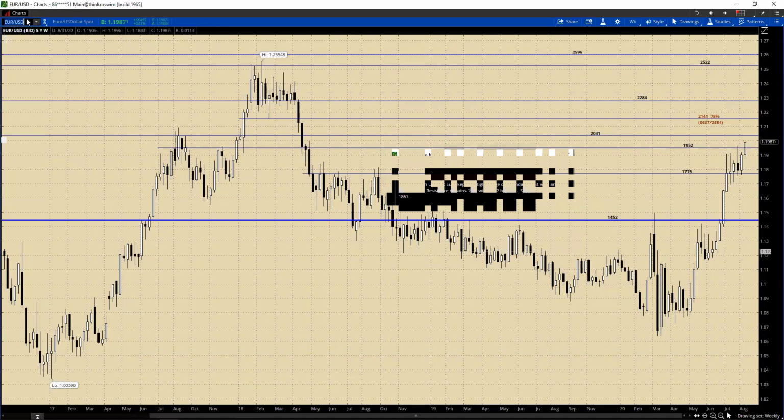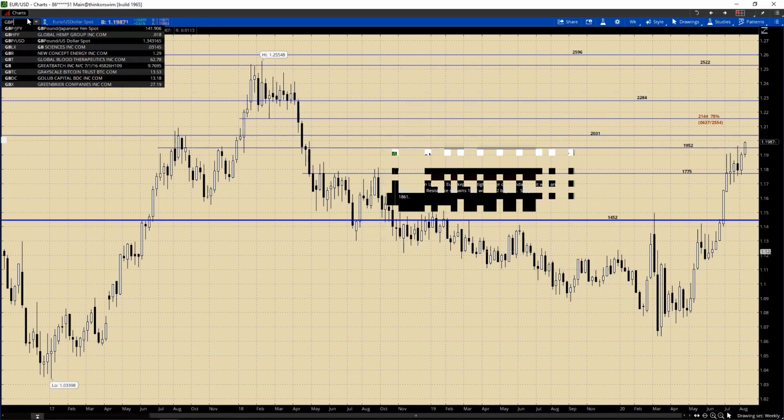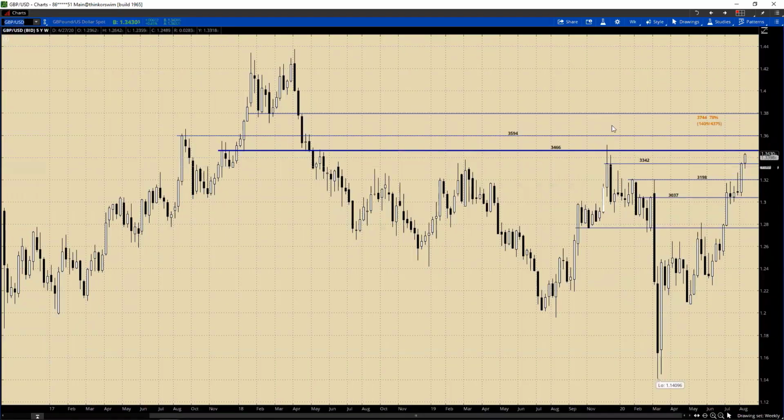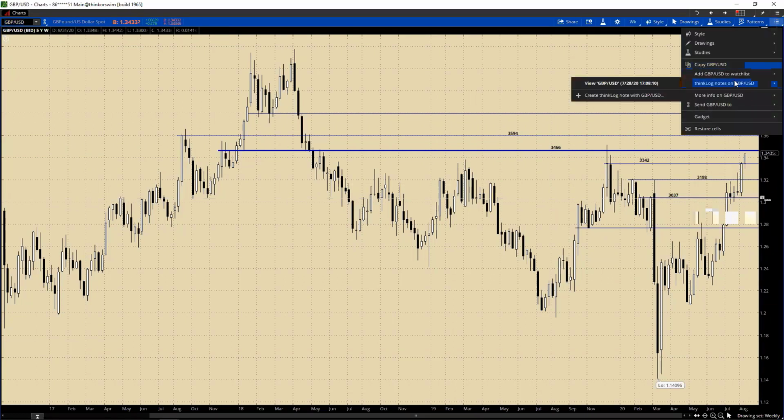And onto the cable. Holy smokes, man, look at this cable, it's going for 34.66. And we're looking at the weekly chart. We have to do that to get a perspective with these new recent highs.